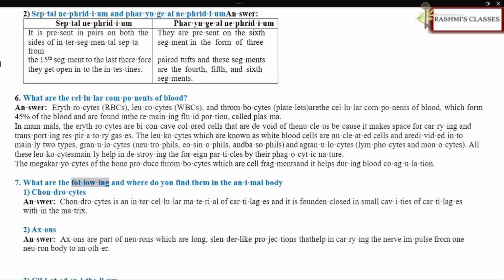What are the following and where do you find them in the animal body? Chondrocytes. Answer: chondrocytes are cells of cartilages, and they are found enclosed in small cavities of cartilages within the matrix. Axons. Answer: axons are part of neurons, which are long, slender-like projections that help in carrying the nerve impulse from one neuron body to another.